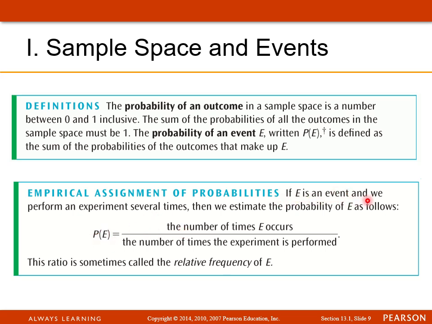So if E is an event and we perform an experiment several times, then we estimate the probability of E as follows. The number of times E occurs, so like if we were spinning a spinner, how many times do we land on 5? And the bottom number would be the number of times the experiment is performed. So like if we were spinning a spinner and we got 5 5s and we spun it 30 times, then we'd have 5 over 30, which always simplify your fractions. We would have 1 out of 6.